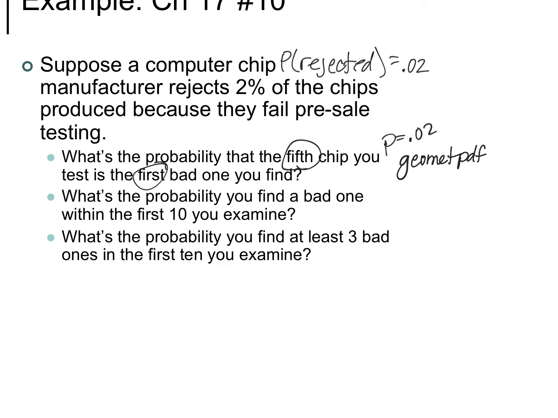PDF is a single value. My x in this case is 5, and so I put 0.02, 5. And the calculator does 0.98 to the fourth times 0.02. That's what the calculator is doing, but we're going to the geometPDF and we're putting in our p and our x. How do we do that in the calculator?